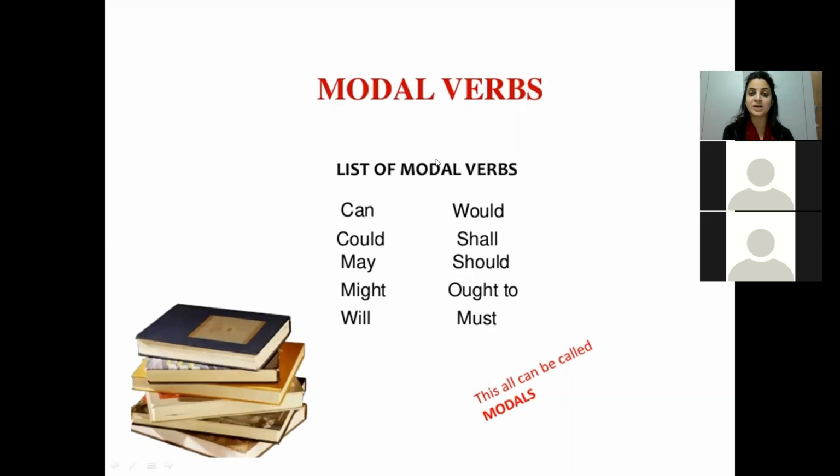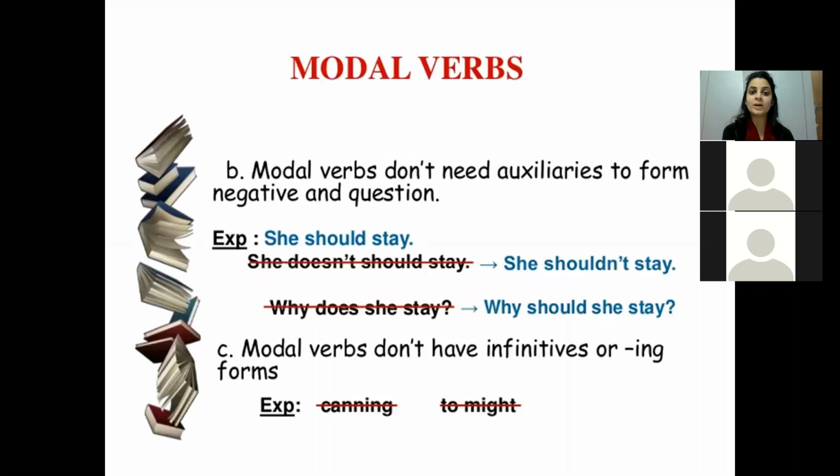List of modal verbs are can, could, may, might, will, would, shall, should, ought to, must, and there are so many. इसके अलावा भी there are so many which are not mentioned over here, but we'll read all those modals in this PPT. Modal verbs don't need auxiliaries to form negative and question. It means if we are using one modal, there is no need to mention another thing.